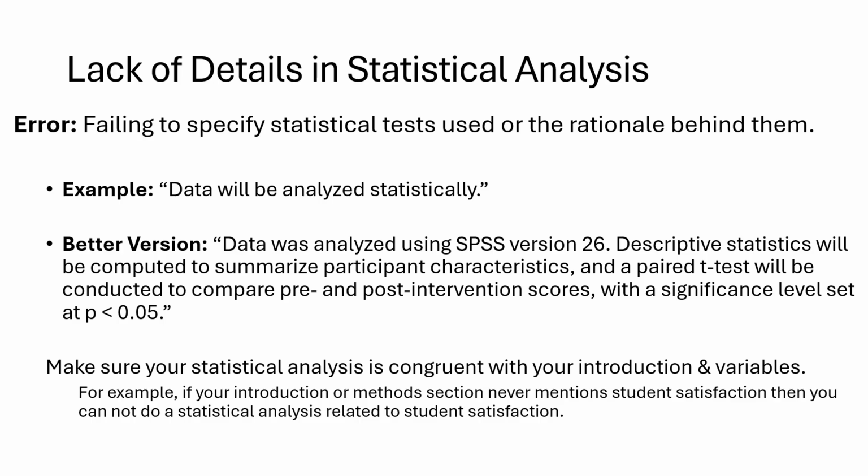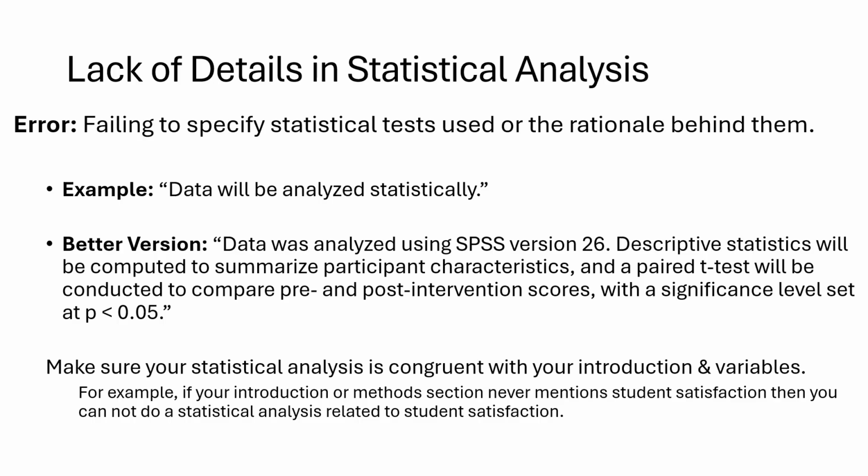And this is going over the lack of details in the statistical analysis plan, because this is one of the top things that we see where it's not done quite as well. So instead of saying just "data will be analyzed statistically," under here where it says better version is an example. "Data was analyzed using SPSS version 26." And when you do cite SPSS, you can go to their site. Each version, they actually have a specific way they like to be cited.